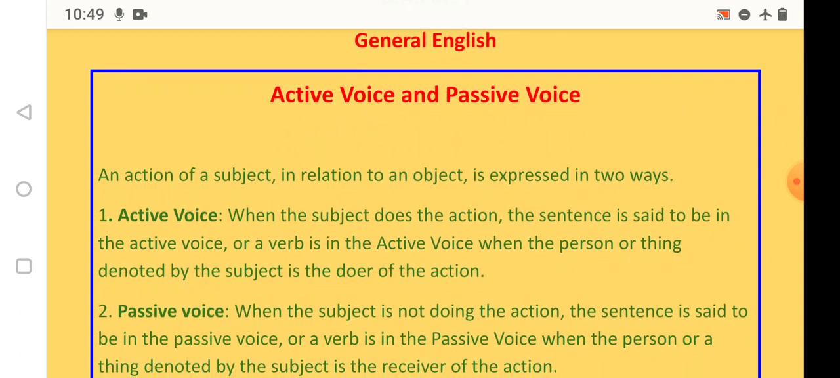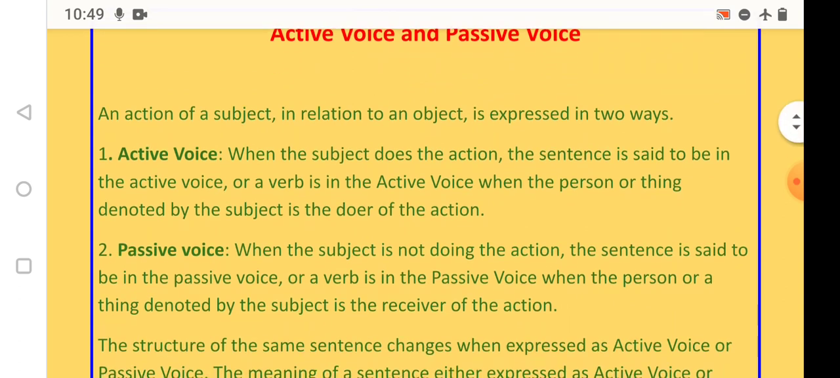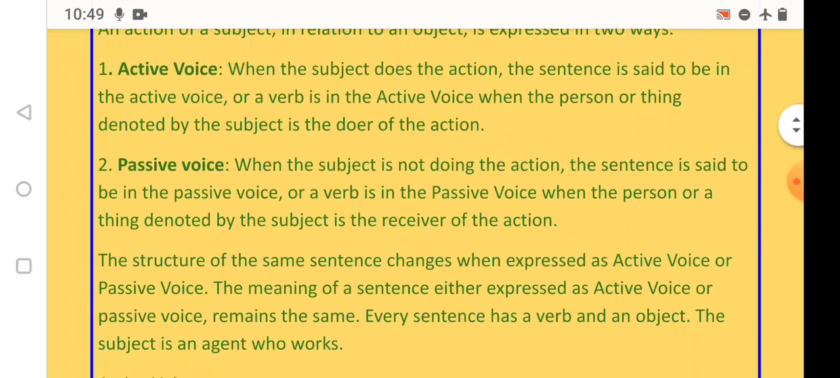Active voice: when the subject does the action, the sentence is said to be in the active voice, or a verb is in the active voice when the person or thing denoted by the subject is the doer of the action. In the passive voice, when the subject is not doing the action, the sentence is said to be in the passive voice, or a verb is in the passive voice when the person or thing denoted by the subject is the receiver of the action.